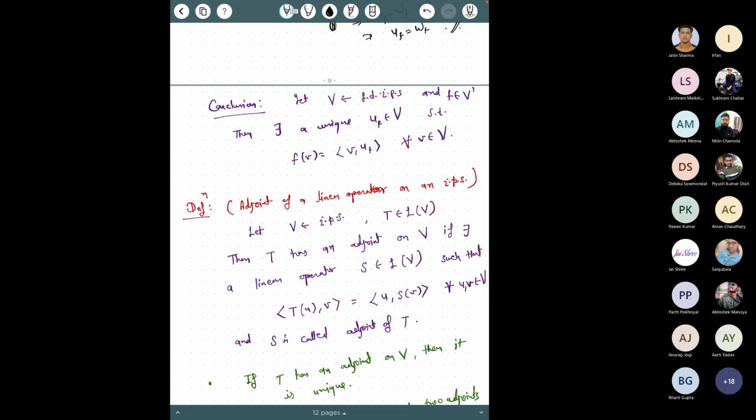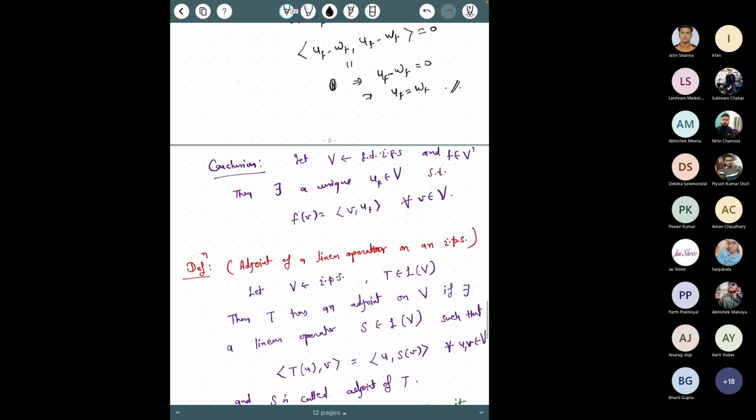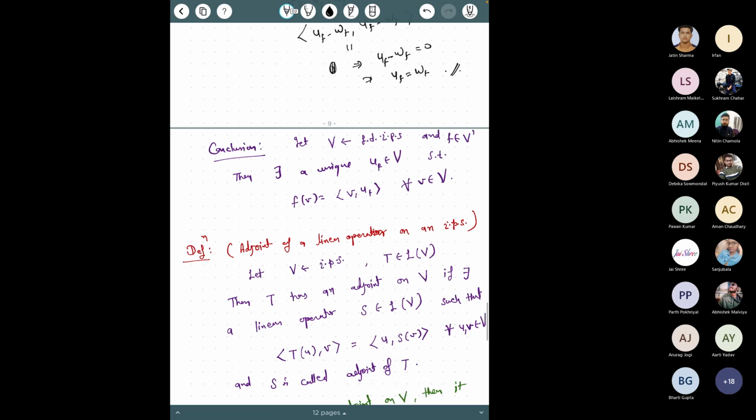So whatever observation we made here, look at this conclusion here. This will be useful for us to prove the existence of the adjoint on a finite dimensional inner product space.